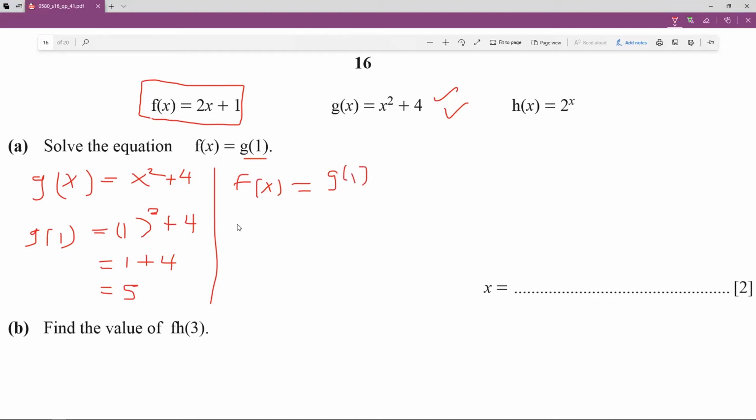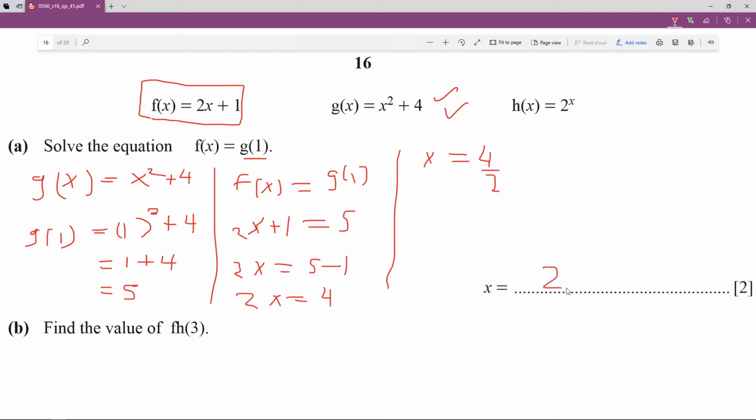So what I'm going to do is take my f(x), which is 2x plus 1. 2x plus 1 equals g(1), which is 5. So 1 will cross to the right hand side of the equal sign and becomes a negative number. So 2x equals 4. Now we need x, so 2 can cross to the right hand side, and because 2 was multiplied with x on the left hand side, on the right hand side it will be divided. Whenever a number crosses the equal sign, it changes to the opposite of that sign. So 4 over 2 is 2, and that's our answer.